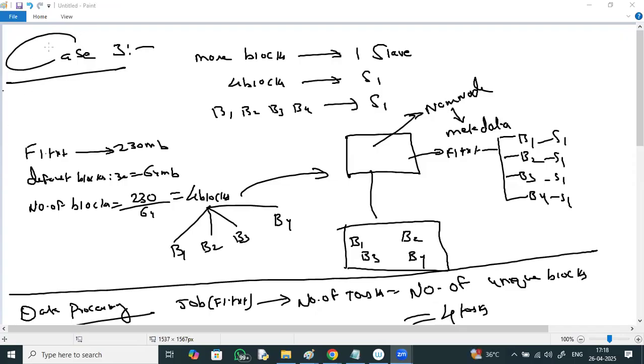Number of nodes, number of systems. So who will configure that? How many systems are required? See, it depends upon your incoming volume of the data. What is the volume of the incoming data?